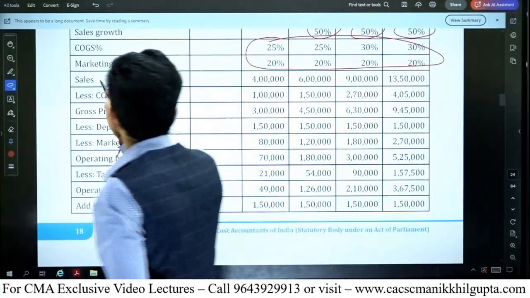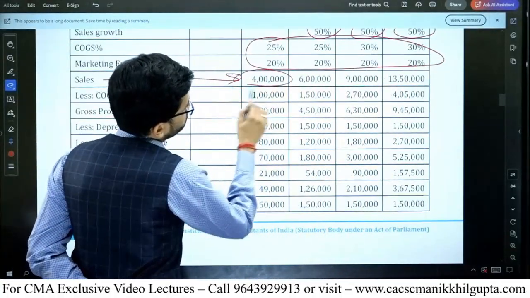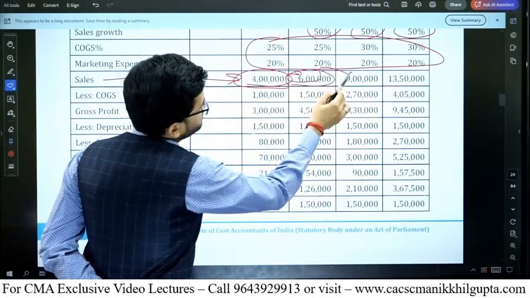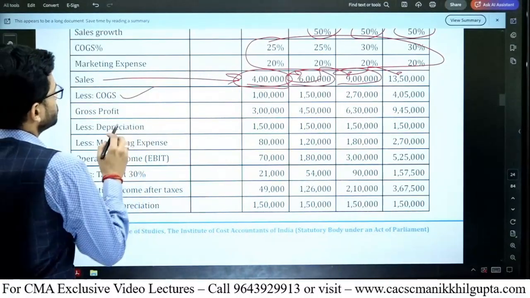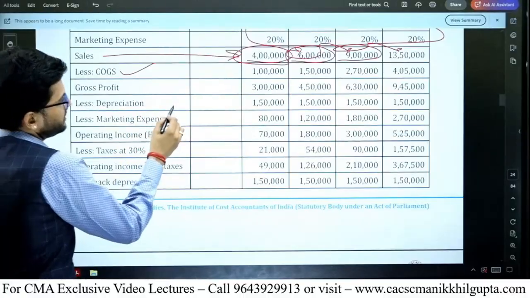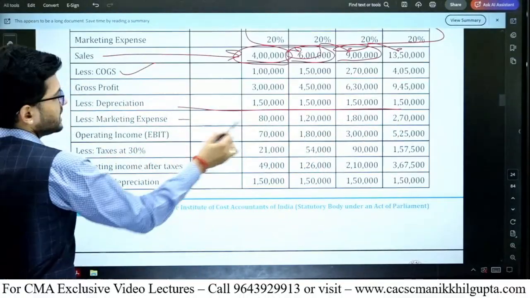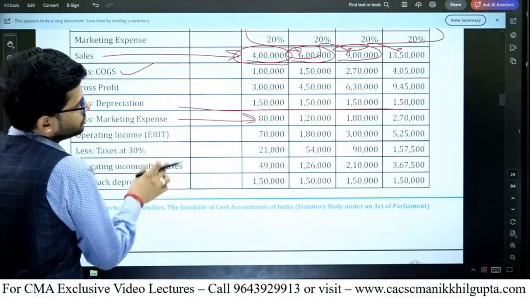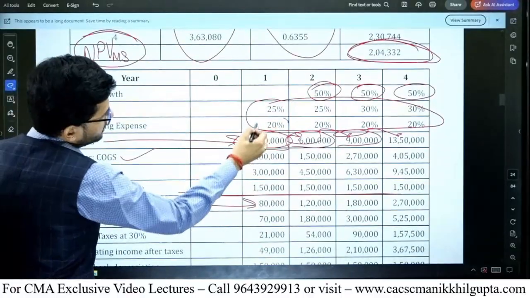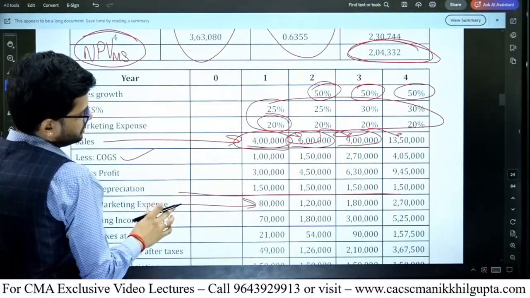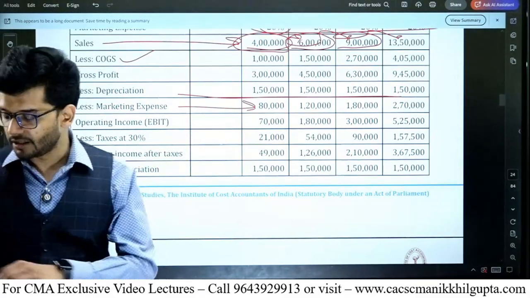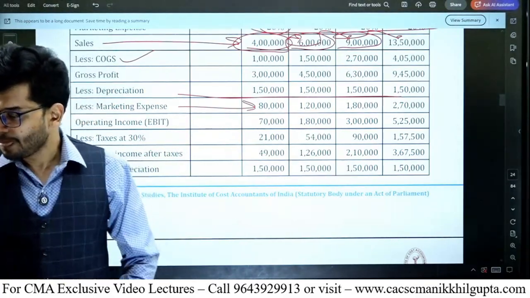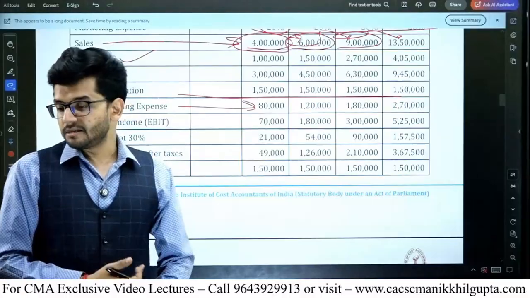So now first we'll calculate the sales, guys. 50% increase is there to 40 lakhs, then another 50%, then another 50%. Then we'll apply the same cost of goods sold percentage. Depreciation will remain the same, no change. Marketing expenses will be according to the old percentages only, which is 20%. The market sentiment percentage, same percentage will be applied while calculating the marketing expenses also. Okay, so 20% of sales is the marketing expense.